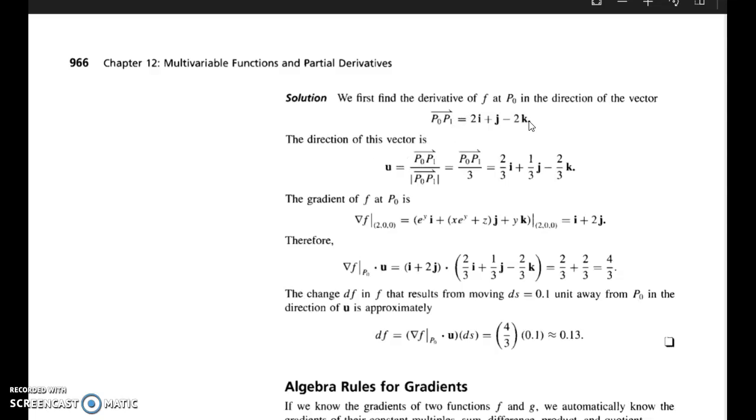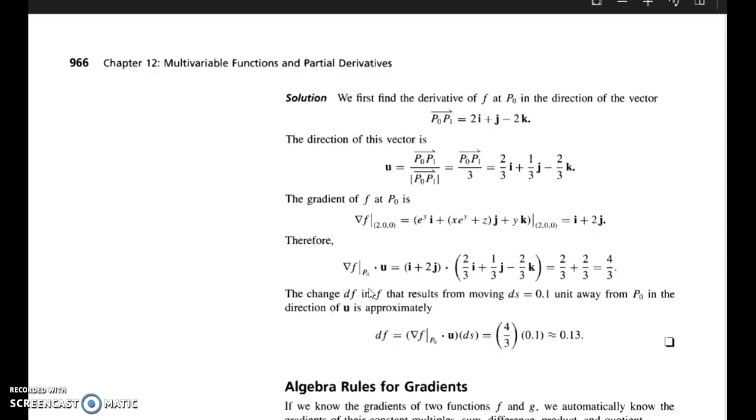This is not actually the u. U we have to find out, and it must be a unit vector. So P0 to P1 divided by its modulus: 2 by 3 i plus 1 by 3 j minus 2 by 3 k. That is a unit vector. We have to find del f also. Del f we can find out, that is i plus 2j. So you do it please. We will get i plus 2j.